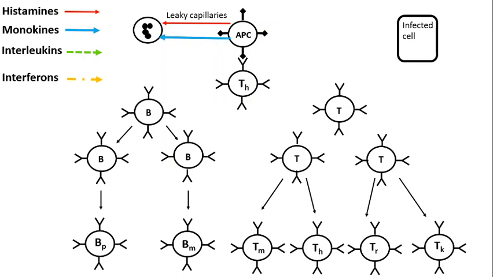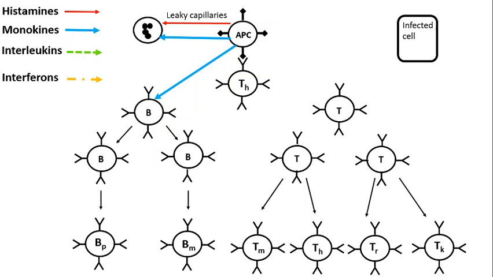Those will also attract neutrophils to the site of infection through a process that's called chemotaxis. Chemotaxis is when a cell is attracted to a particular chemical. Like if I put a pile of chocolate in the corner of the room and everyone starts to migrate towards that chocolate, that would be chemotaxis. Those monokines will also activate B cells and stimulate them to differentiate into B plasma cells, which will then produce antibodies.